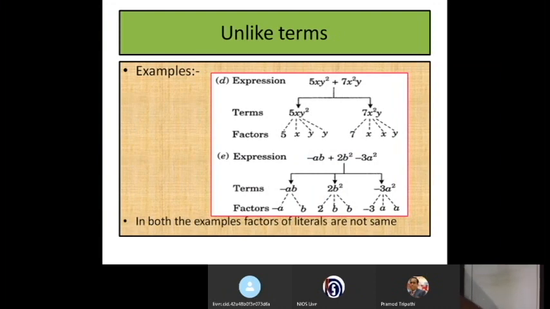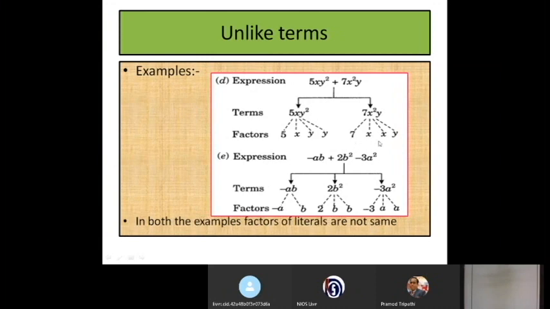Now we go to the next slide. Unlike terms. 5x y square and 7x square y are the two terms here. The factors of the first term are 5, x, y into y: 2 times y and 1 time x. In the second term, 1 time y and 2 times x.